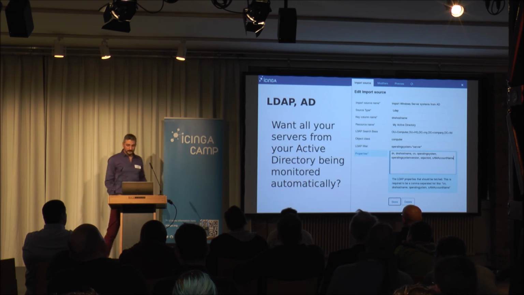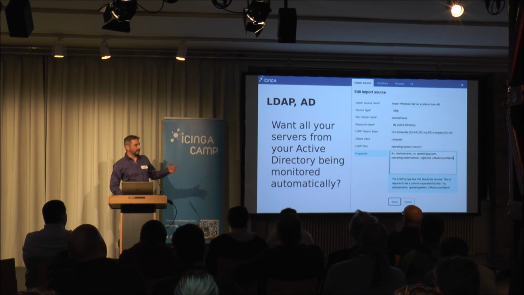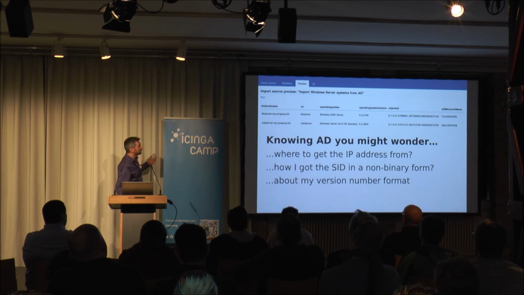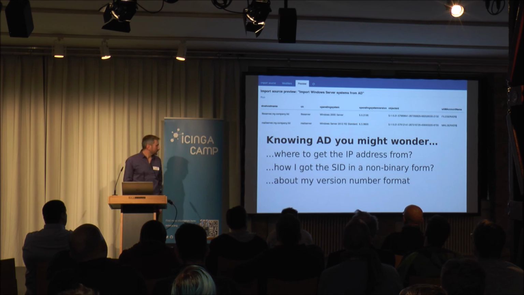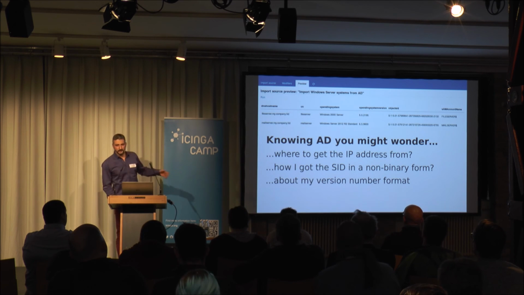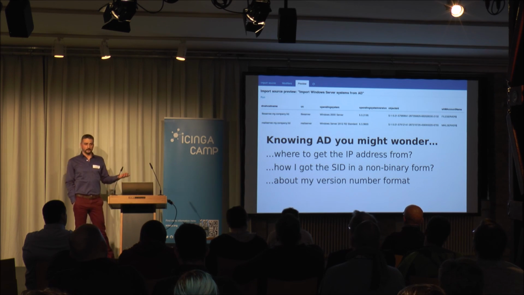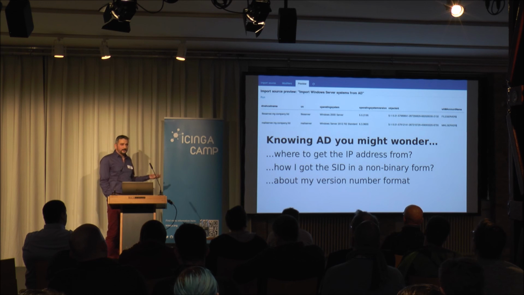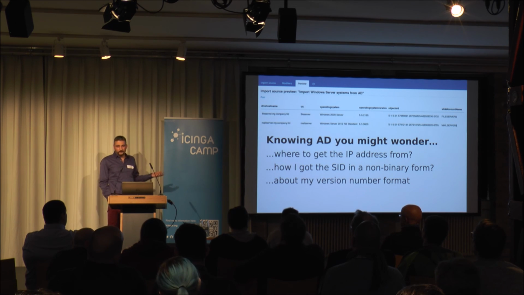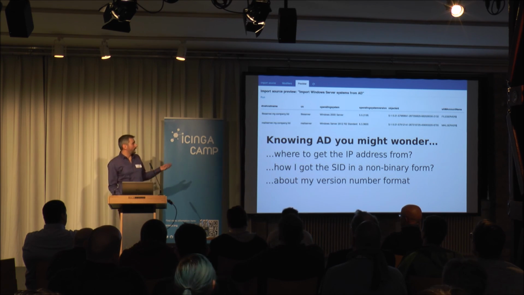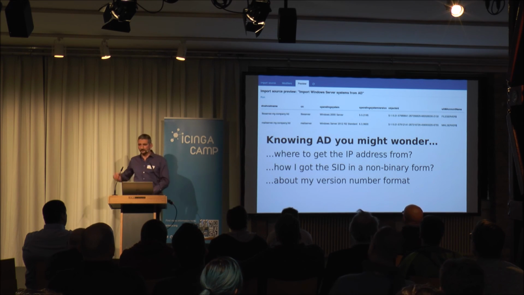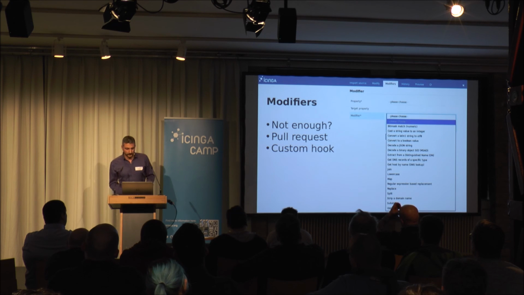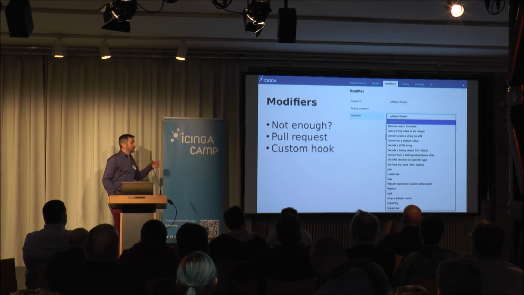LDAP or Active Directory is pretty cool. In the documentation is one example showing you how to import all your servers from Windows Active Directory, and then it really imports all properties with everything that's there. But if you're going to do this manually, you will learn that, for example, there's no IP address in Active Directory, so where do you get this from? Or why do I have the SID in clear text when you know that it is binary in the Active Directory? The answer is we have modifiers.